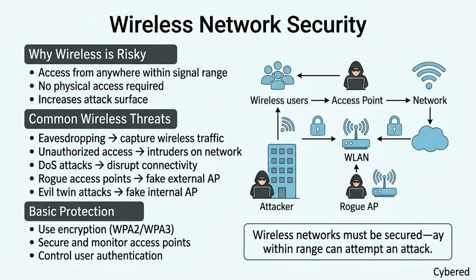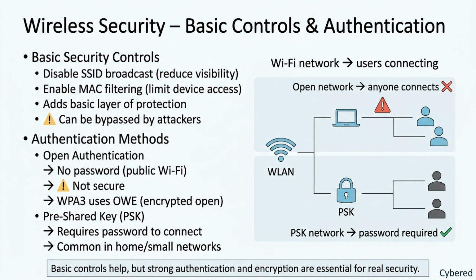Wireless LANs provide mobility and convenience, allowing users to connect from anywhere within range. However, this also introduces significant security risks, as attackers only need to be within signal range, not physically inside the building. Common wireless threats: eavesdropping, unauthorized access, denial of service, rogue access points, and evil twin attacks. Basic security controls: disable SSID broadcast and MAC address filtering. MAC filtering can be bypassed, but still adds a layer of security.